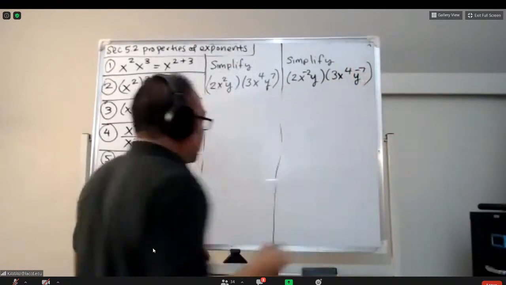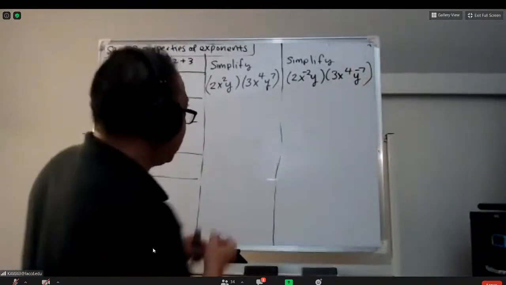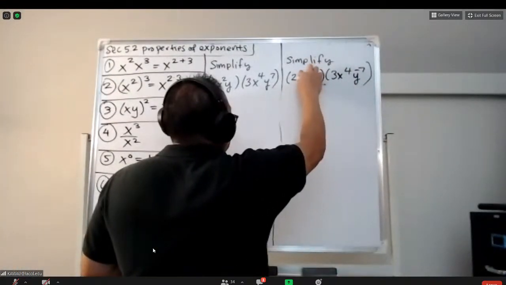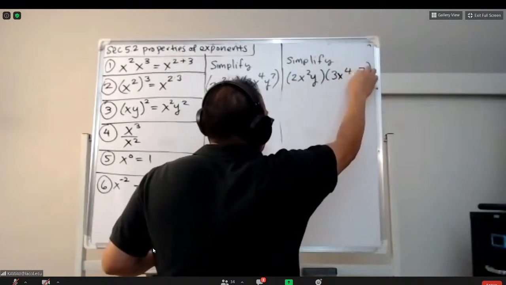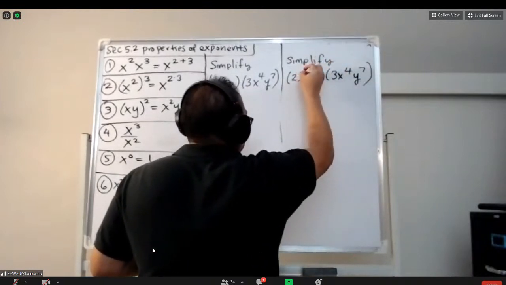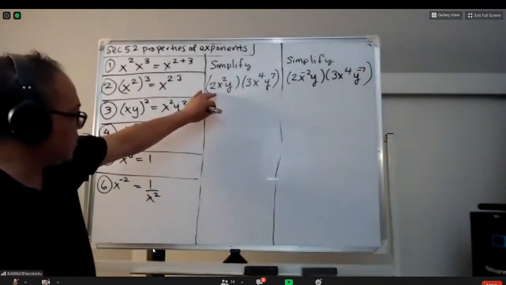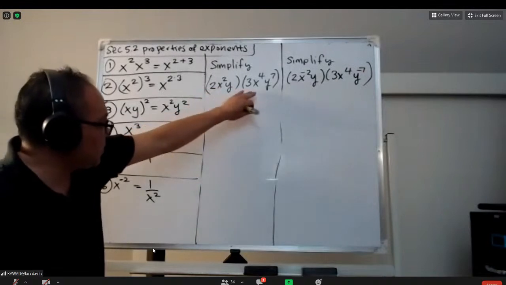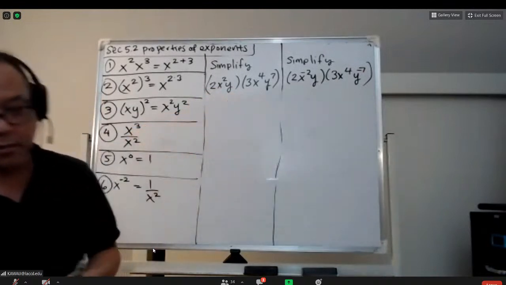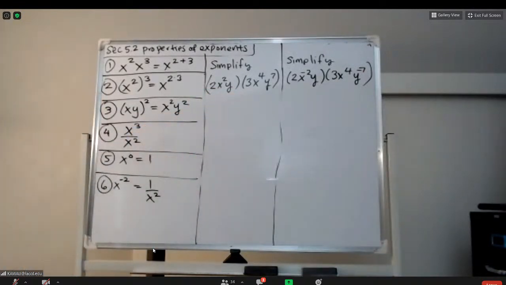Let me put the negatives in red so we see the difference. So we'll make this one negative. We'll make that one negative. So go ahead and do this. Do the 2 times 3, then multiply the x's, and then multiply the y's.